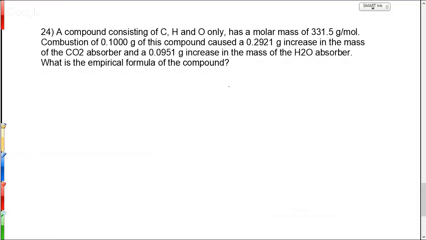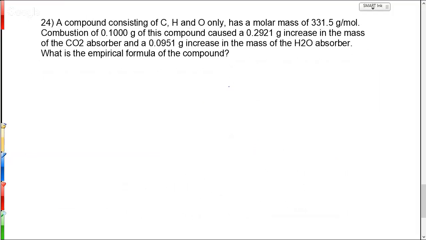So in this case, we would mark all the stuff we've got here. We've got 0.1 grams of the compound, and we're going to have this much CO2 and this much H2O. And remember our steps here. We can figure out how much carbon there is from the CO2 and how much hydrogen there is from the H2O, and then we have to go back and do some subtraction to figure out how much oxygen. So our first step is going to be converting to moles.